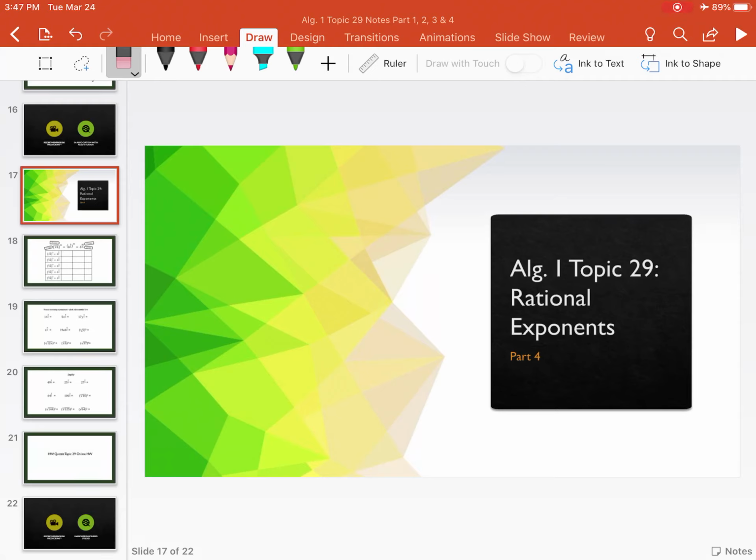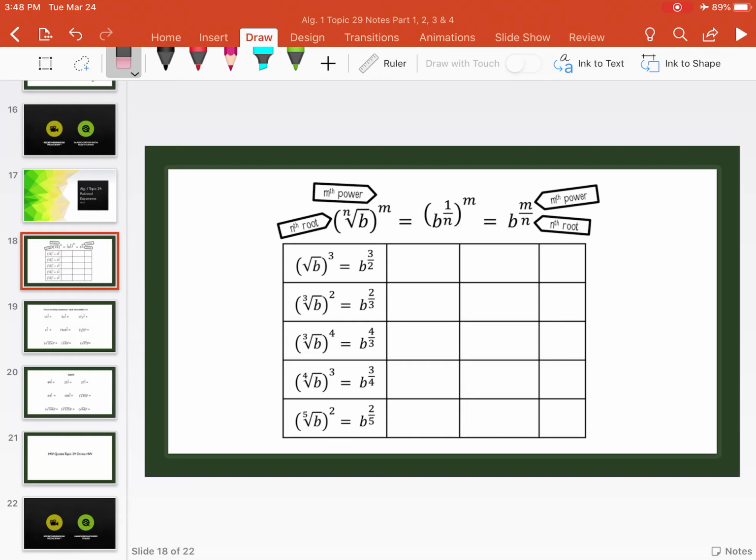Welcome back to topic 29, rational exponents. This is part 4. So this is going to be the bottom portion of your foldable. We're going to start with the bottom cover.